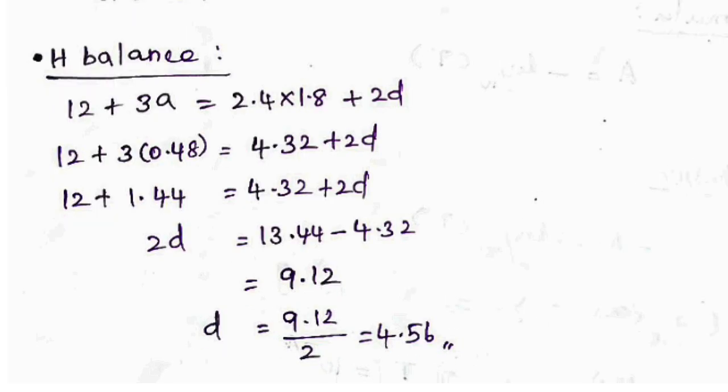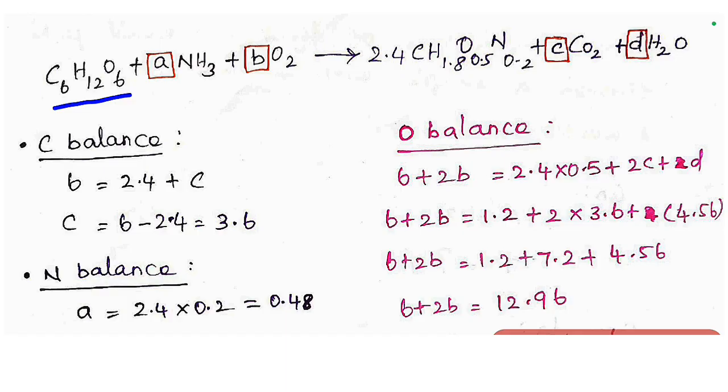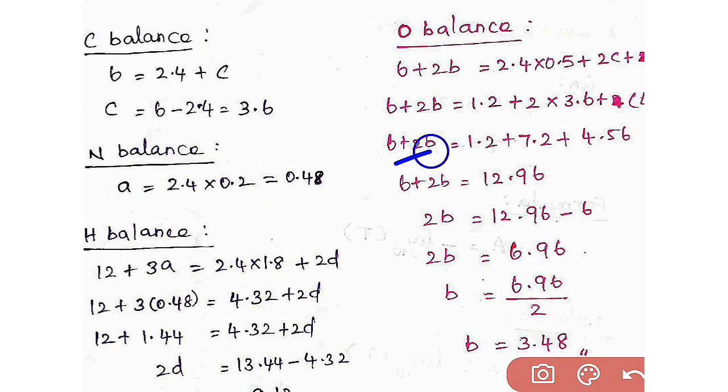Next let's balance oxygen. In glucose you have 6 atoms of oxygen. So 6 plus 2B is equal to 2.4 into O 0.5 plus 2C plus D. So 6 plus 2B is equal to 2.4 into 0.5, which is 1.2, then 2 into C, 2 into 3.6, which is 7.2, plus D, which is 4.56. So 6 plus 2B is equal to, if you sum all this up, 12.96.